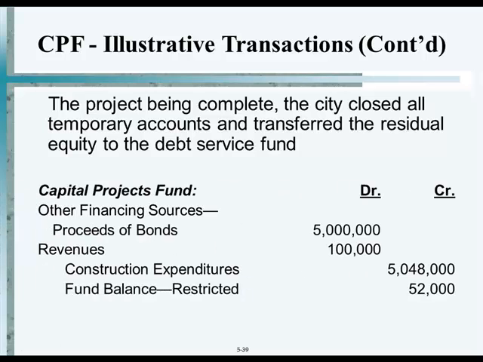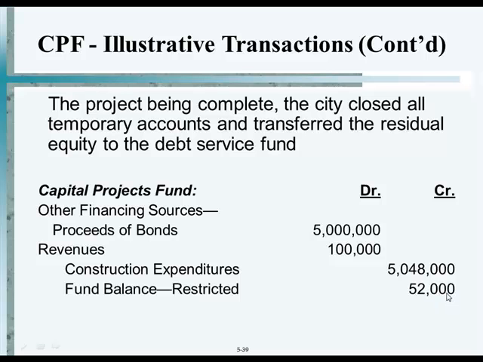These are the closing journal entries. You know why it was $5,050,000? Because they were getting $100,000 of revenues from elsewhere. So it was $5 million from the bonds and $100,000 from probably the general fund. And so they completed the project. What was the budget? $5,050,000. They completed it for $5,048,000, and $52,000 is left.